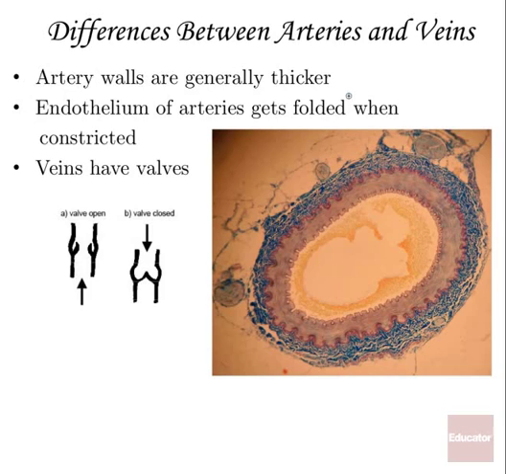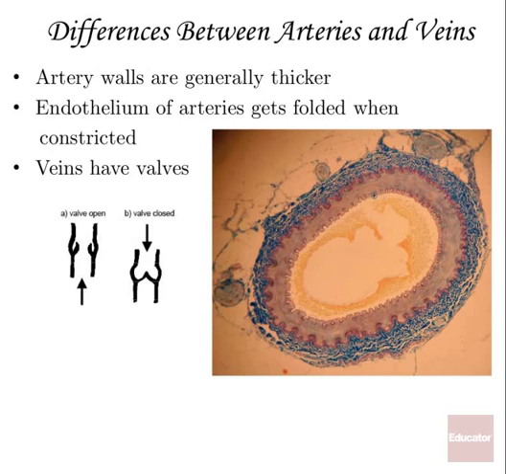So you don't need to have as thick of a wall. Arteries do need it. The endothelium of arteries gets folded when constricted. And this picture does a decent job of showing that. So you can see that here is the tunica externa, here's the smooth muscle of the tunica media, and you see that right here, this tiny, very thin layer, the tunica interna or tunica intima, is kind of folded.